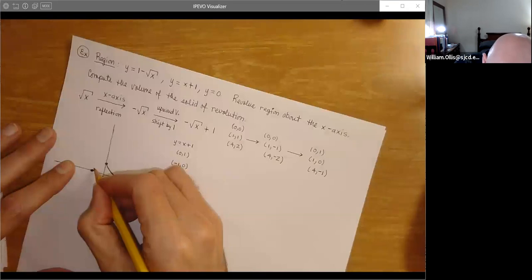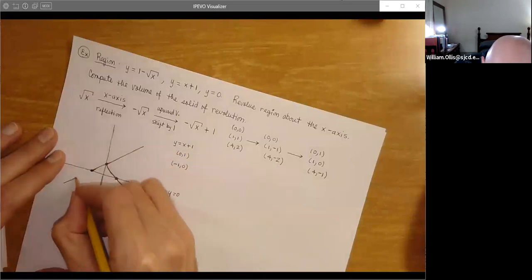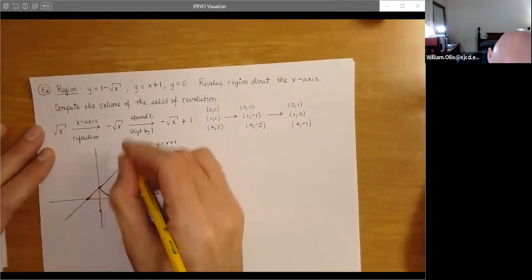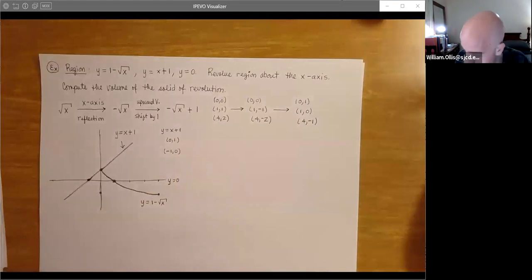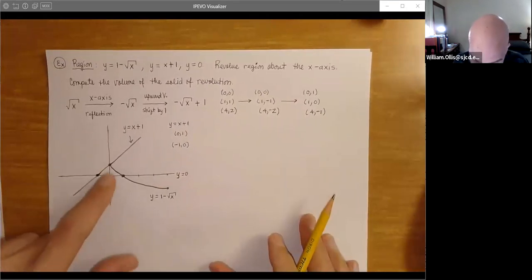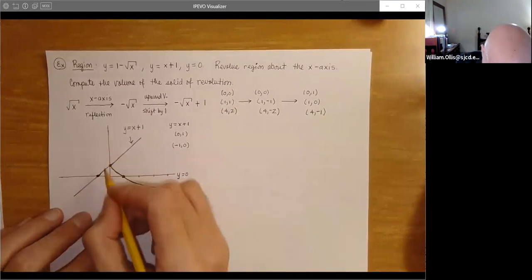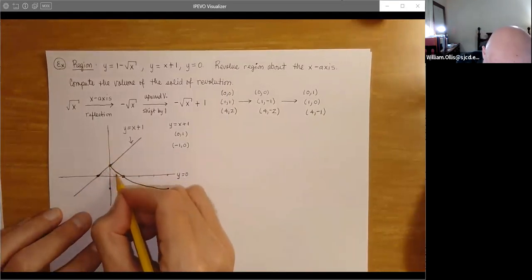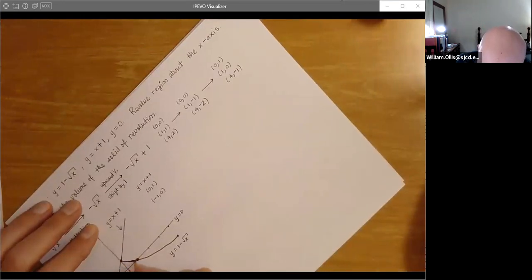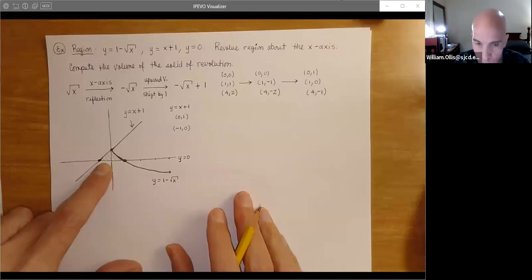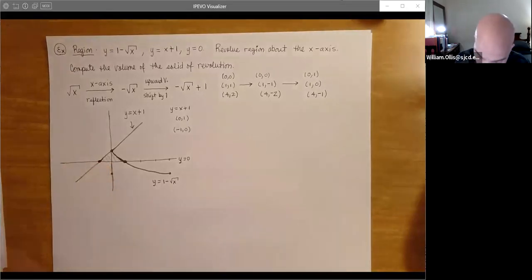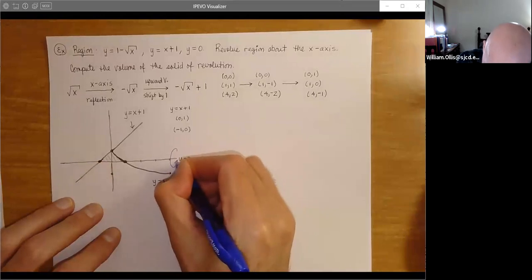So now we can draw the linear function. So we have y equals x plus 1. And now we can see that the three curves give us this region here. A nice curved region here, the square root, nice and curvy. And then the linear part here, and then of course the linear part here. And what we want to do is revolve about the x-axis.